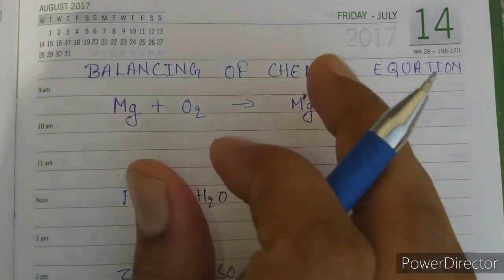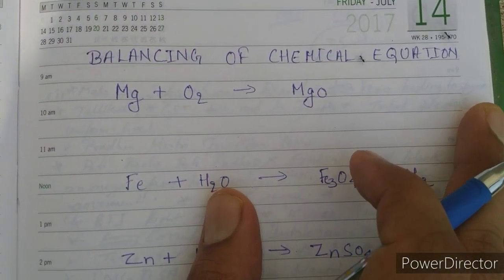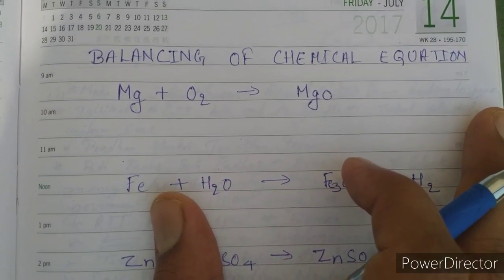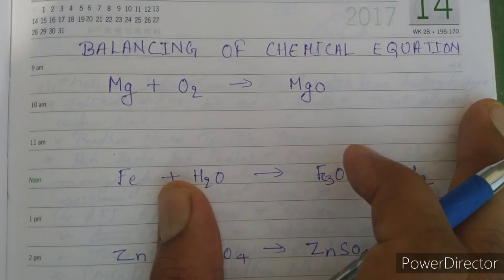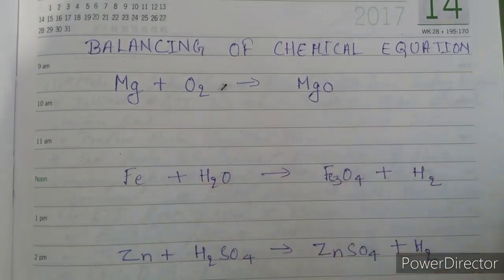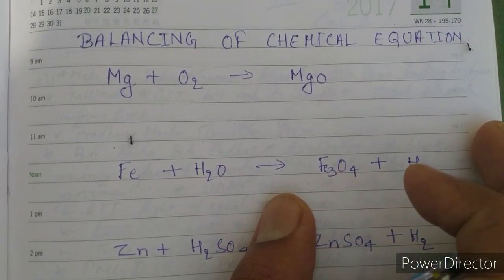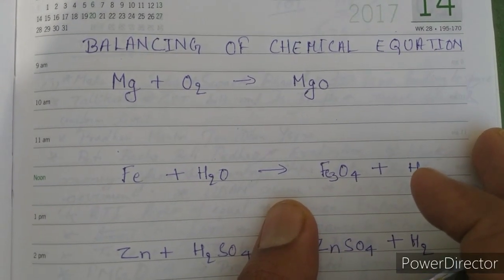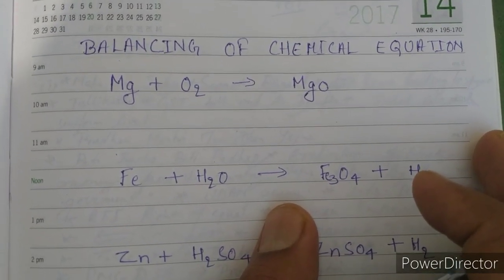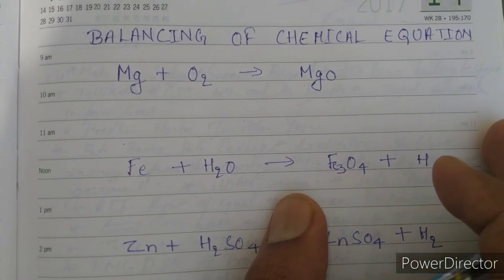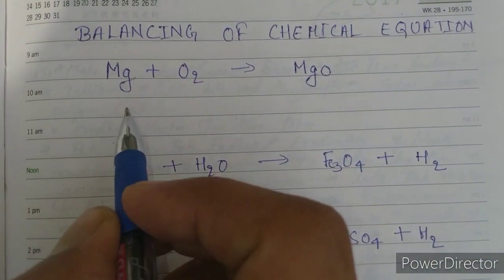Although there are two methods that have been discussed in your book, we will discuss only the hit and trial method, because this is the most prominent method everyone should use. Even I use the same method every time. So I don't think there is a need to write such a big thing to balance those equations. Just use the hit and trial method.